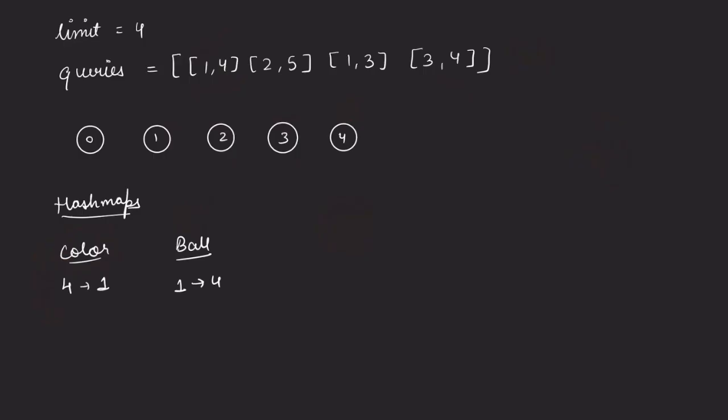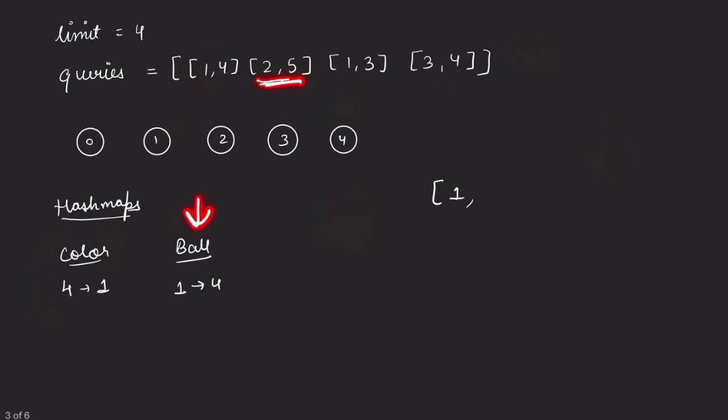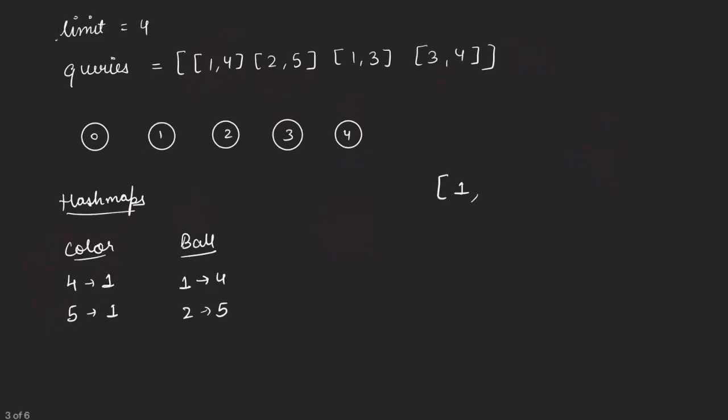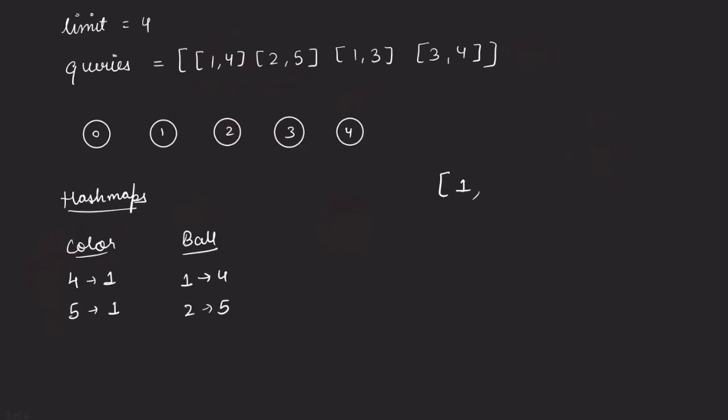Right. So basically the answer for this query will be the size of this hash map, which is 1, right? Then the next query is 2 comma 5. So from the balls hash map we can see that 2 is not colored, so we will give it a color of 5, and in the colors vector we will increment the frequency of this color by 1. So for this query the answer will be 2, right?